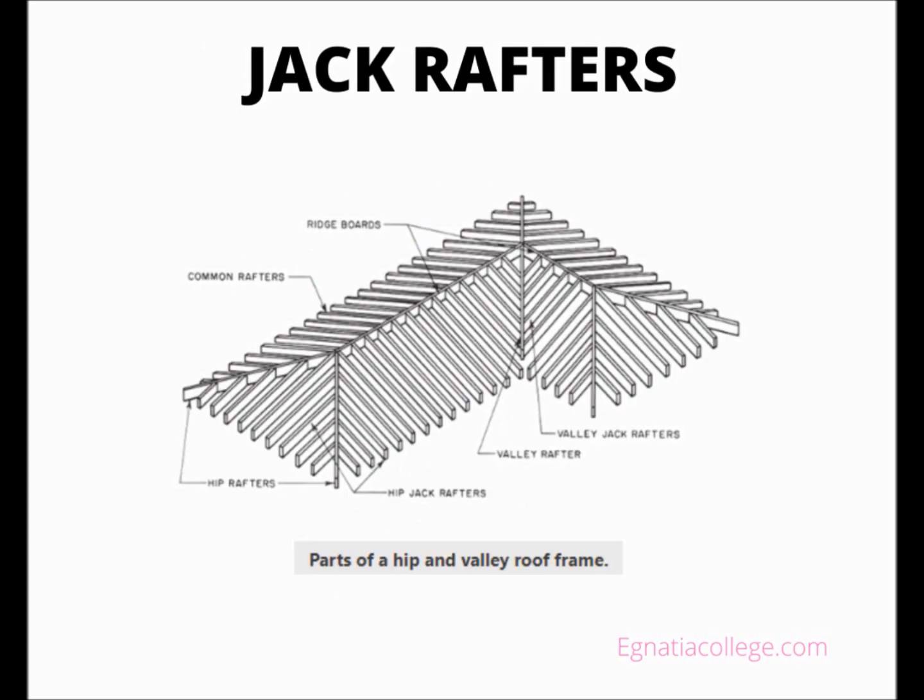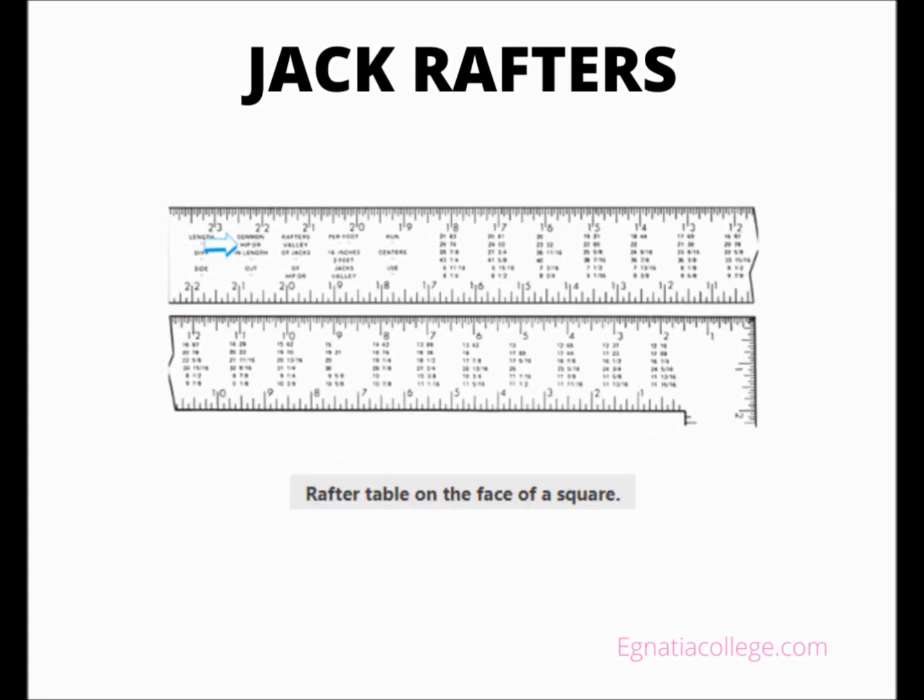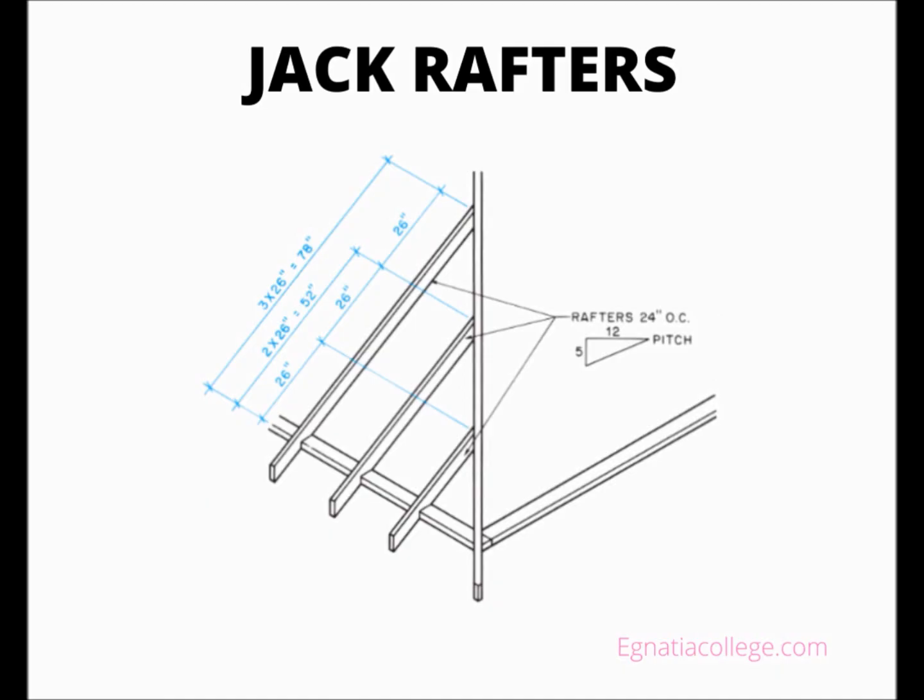Jack rafters. Rafters that extend from the wall plate to a hip rafter are called hip jack rafters. Those that extend from a valley rafter to the ridge board are called valley jack rafters. The third and fourth lines of the rafter table on most framing squares are used to calculate the length of jack rafters. The length of each jack rafter in a roof varies from the length of the one next to it by the same amount.